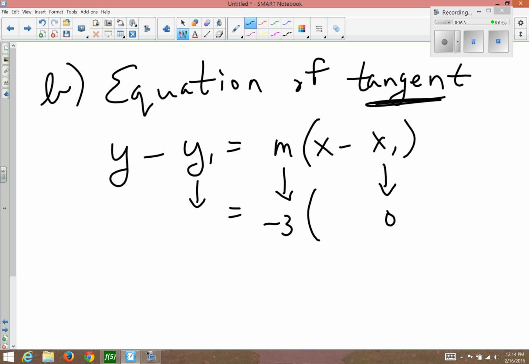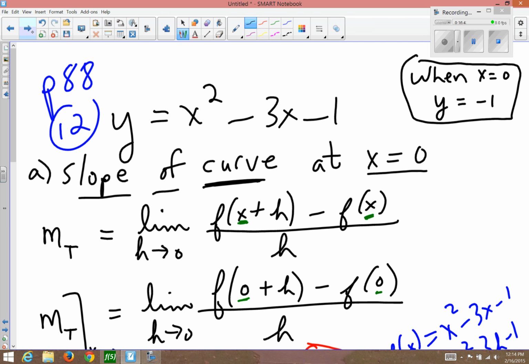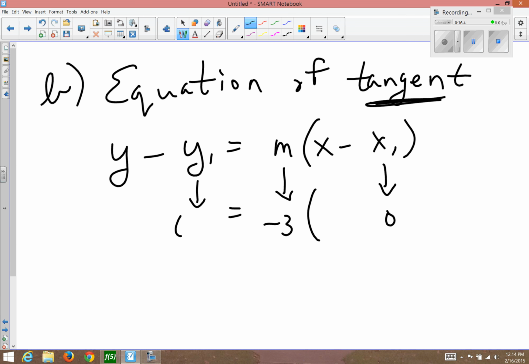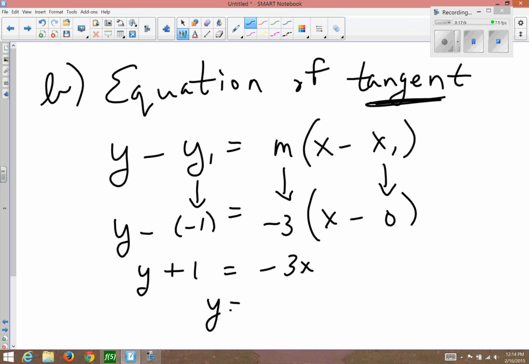Y was negative 1. So that's what goes there. The y minus gets copied. The x minus gets copied. And so there it is. That's the equation of the tangent line. It's y plus 1 equals negative 3x, or y equals negative 3x minus 1.